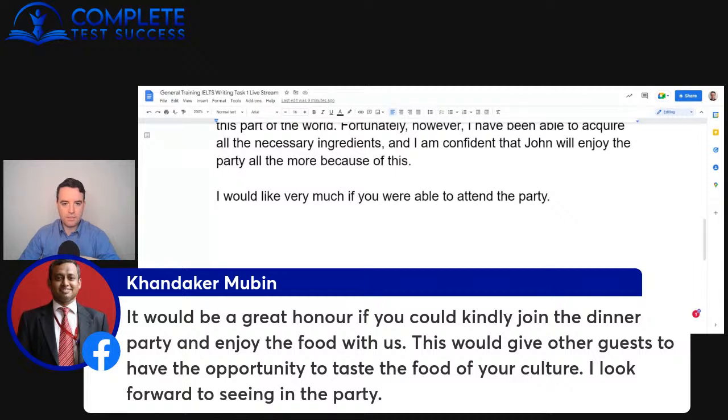"I look forward to seeing you at the party." So this is really good. Some small grammar mistakes, but really what we have is a clear response, a clear invitation, a continuation of that invitation, staying focused on the main idea, very formal language. If anything, the paragraph is still a little bit short. A few more words would improve your task achievement score further, but overall, this is a very good response.